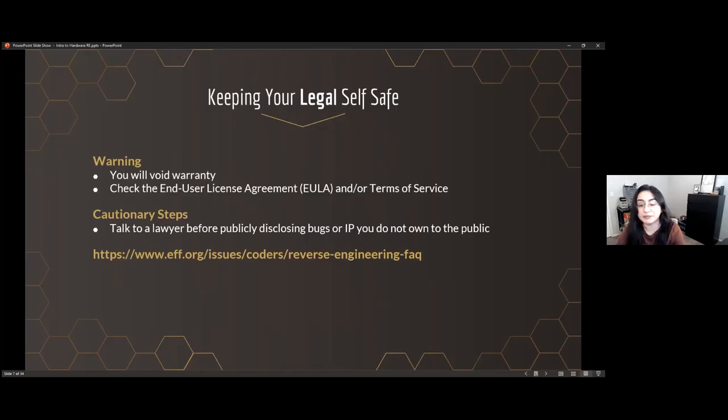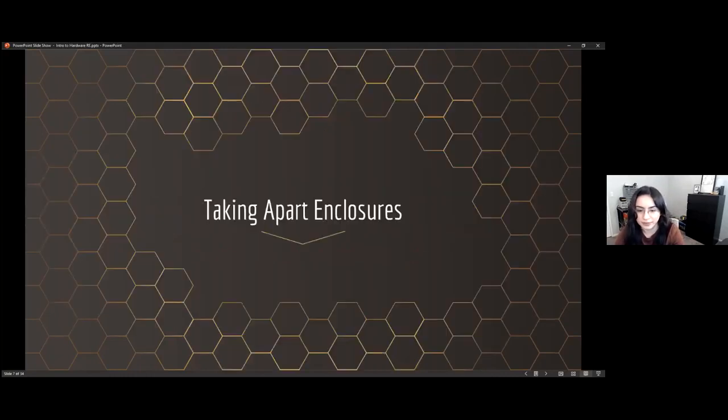Okay, keeping yourself legally safe. Of course, when it comes to hacking, when it comes to pulling firmware from hardware, make sure you go over the legalities of things before you post it for everyone to see. People have been burned by legal terms, by terms of service. So there's a link there to help you. Just be aware of doing something before you start telling the world about it.